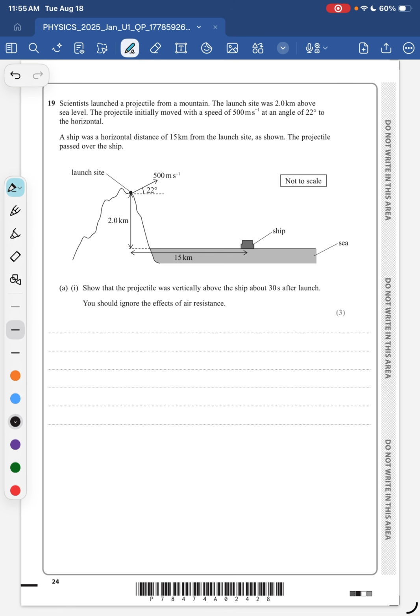Let's move on. Question 19. Scientists launched a projectile from a mountain. The launch site was 2 kilometers above sea level. The projectile initially moved with a speed of 500 meters per second at an angle of 22 degrees to the horizontal. A ship was a horizontal distance of 15 kilometers from the launch site as shown. The projectile passed over the ship.